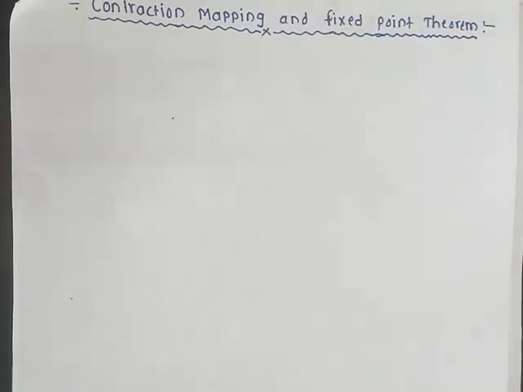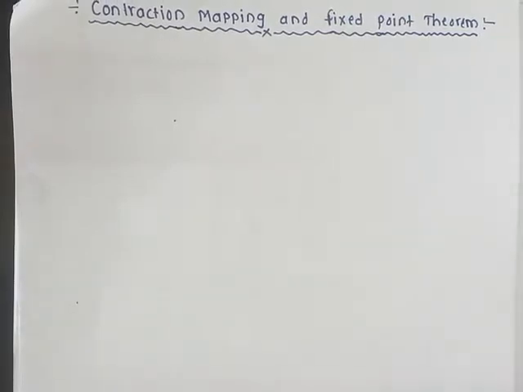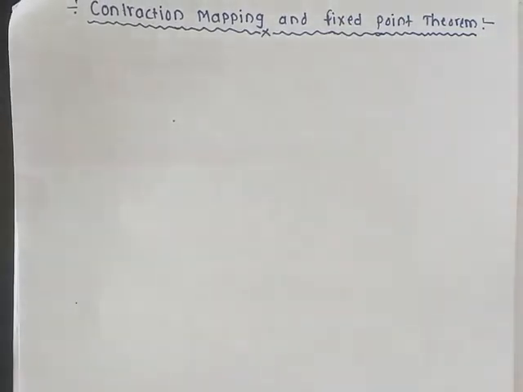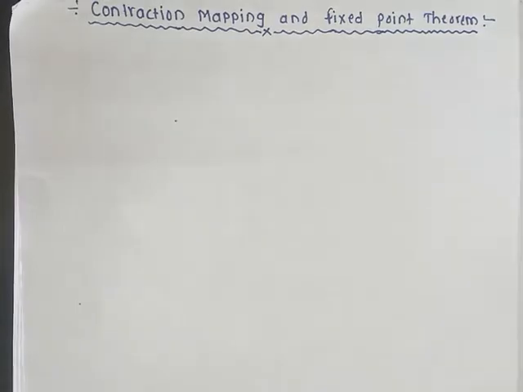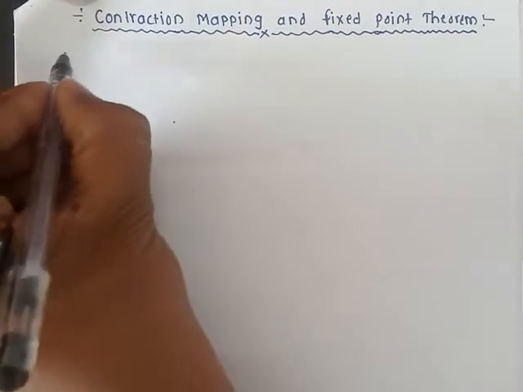Hello dear students. In this lecture, we will discuss the contraction mapping and fixed point theorem. Let's start with what is meant by the contraction mapping. The word itself shows that it decreases. That is, whatever points we have, the distance between their images will be less than the distance between the points in the domain.